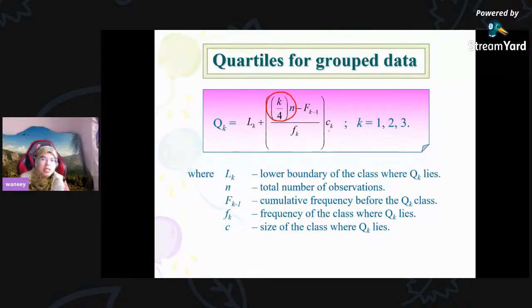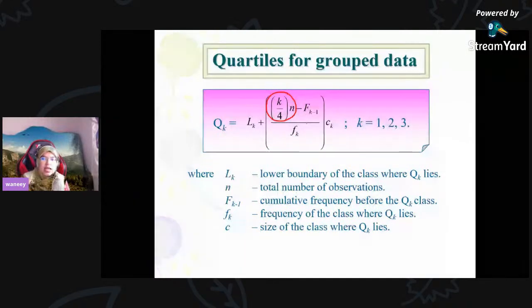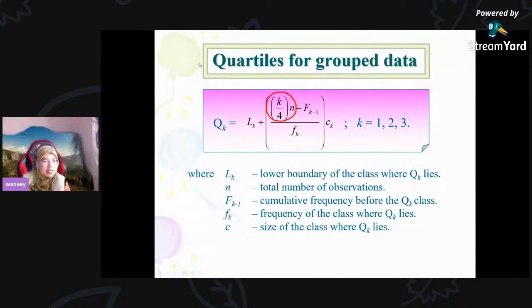So Lk is the lower boundary of the class. The capital F stands for the cumulative frequency. The small f is the frequency of the class. And then C is the class size. So we do have a few things that we need to calculate. Okay, next.